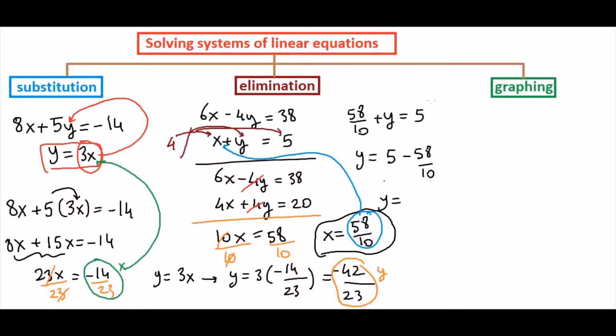And here, if we multiply by 5 and subtract 58, it will be negative 8 over 10, which is negative 4 over 5. So this y value, negative 4 over 5, and this x value, 58 over 10, satisfy both equations. We could also use the substitution method here by solving for either x or y and then substituting into the first equation. Let's work on solving by graphing on the examples.